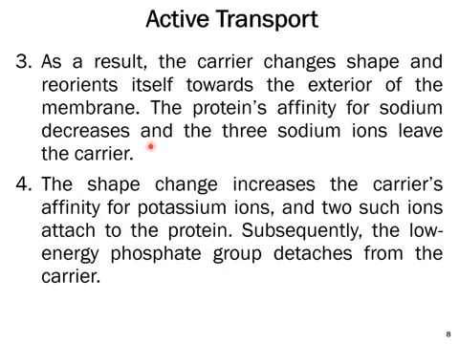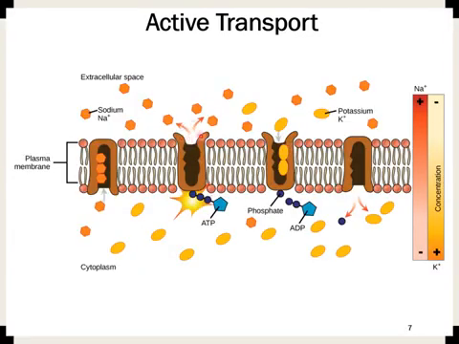Now when it is oriented towards the outside of the cell, its affinity for sodium decreases and its affinity for potassium increases. So it just releases those 3 sodium ions towards the outside of the cell, because its affinity for those ions has now decreased.